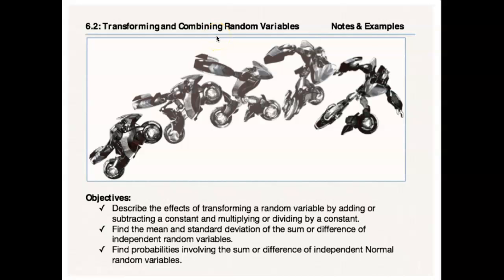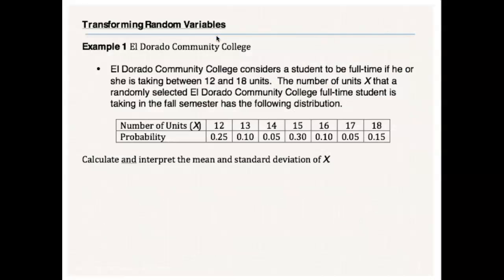Let's just do a quick review of some of the stuff we talked about last time, and then we'll jump into the combining random variables examples. So we started with this community college example where we were given a random variable, which was number of credits taken at a community college and their respective probabilities. We calculated the mean and standard deviation, and then we began to transform that variable, right?